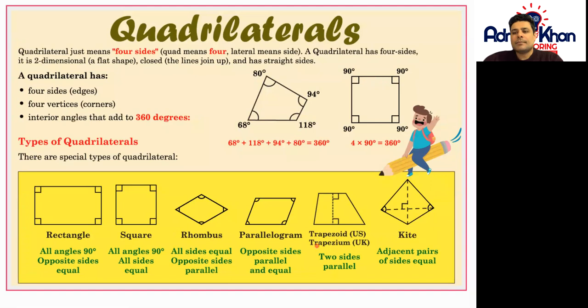A trapezium, or a trapezoid, as some people call it, has two sides that are parallel. And you can see those two sides here, right opposite. Whereas a kite, so this is an upside down kite in a way, and the shapes could be upside down as well, has adjacent pairs of sides that are equal. Adjacent means the sides next to each other are always equal.